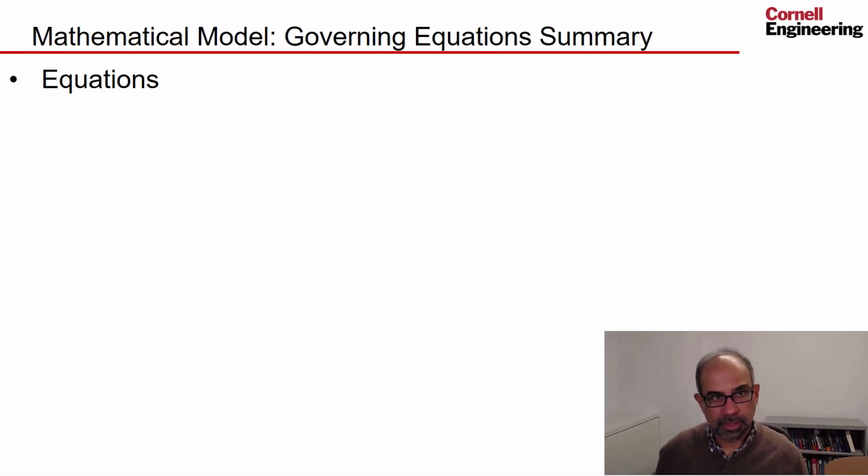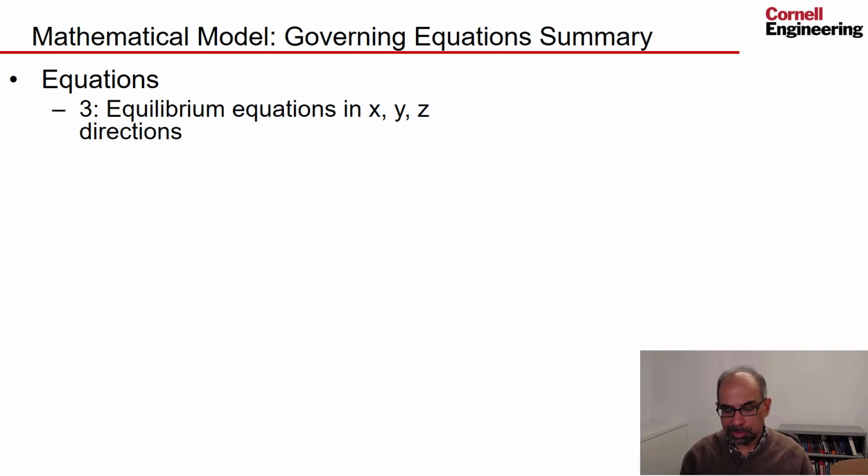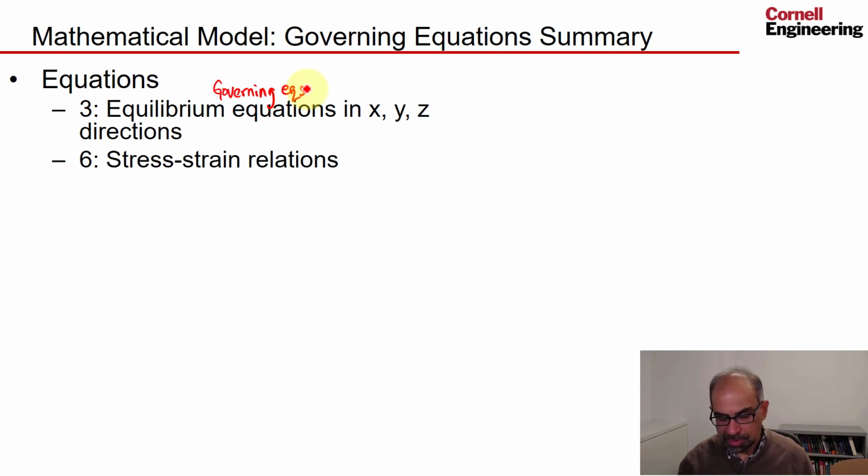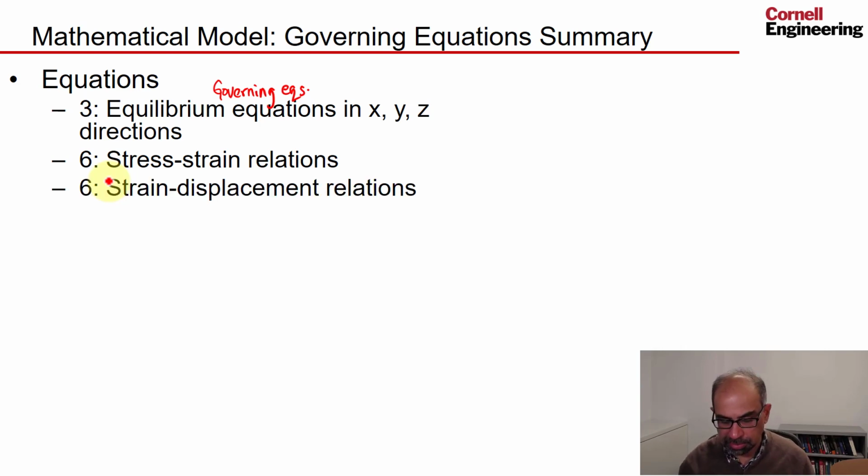Let's take stock of the equations we have so far. We have three equilibrium equations in the x, y, and z directions. These are partial differential equations, and these are the governing equations. Then we have 6 equations from the stress-strain relations, 3D Hooke's law in our case, and we have 6 relations from the strain displacement relations. So we have a total of 6 plus 6 plus 3, 15 equations.